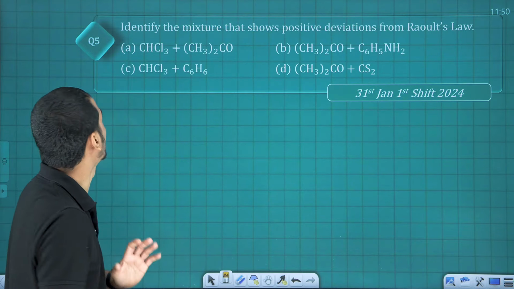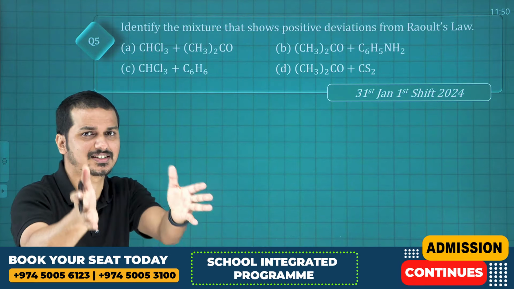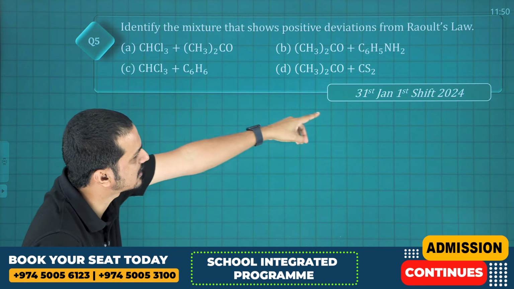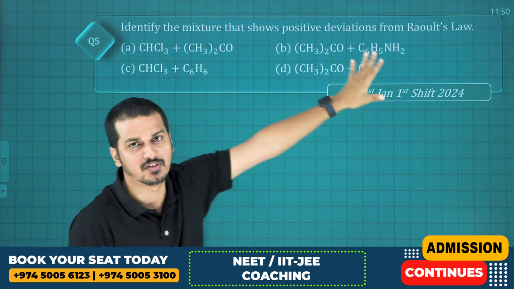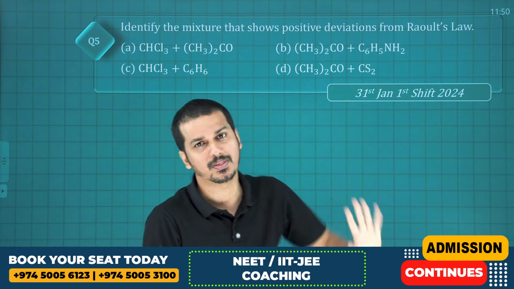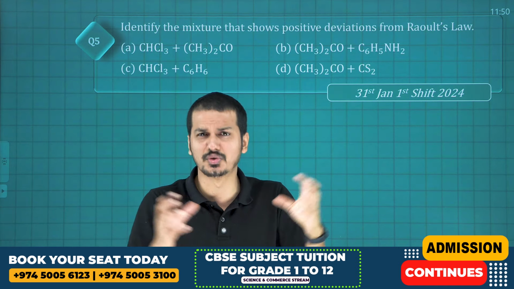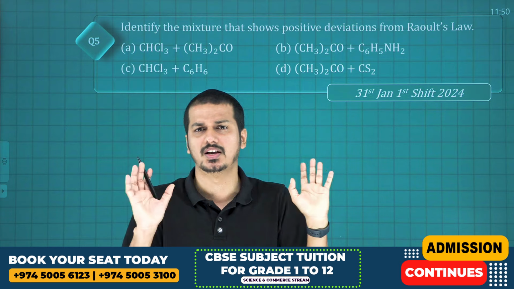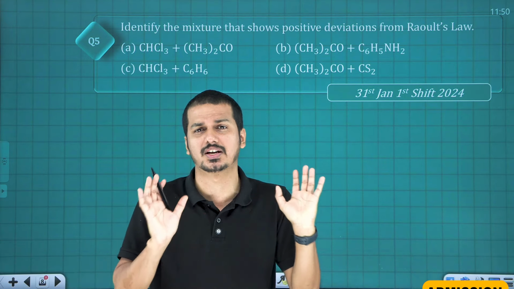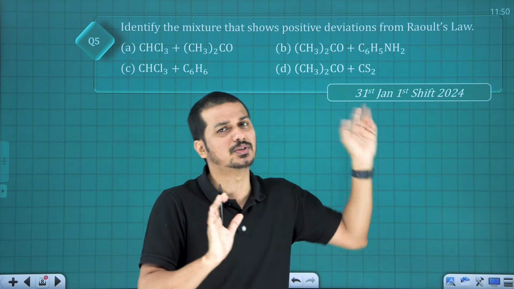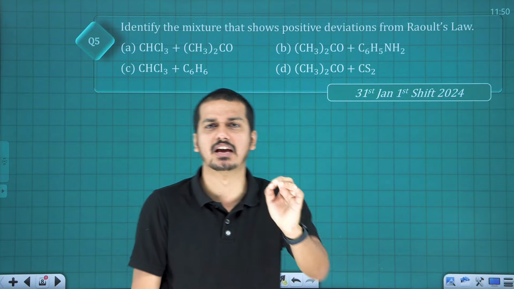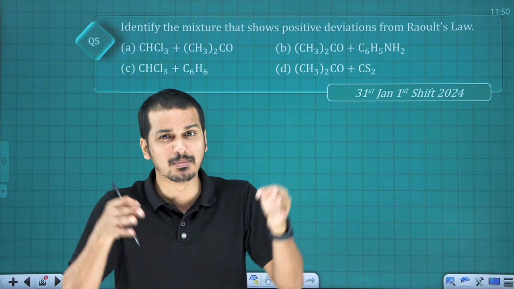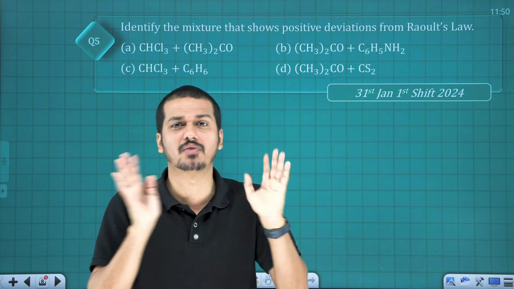Simple. We can move to the 5th question. It's an easy, direct NCERT question. This also was asked on 31st January 2024. Identify the mixture that shows positive deviation from Raoult's law. The idea is, 2 different types of mixtures will always give positive deviation. If intermolecular hydrogen bonding is possible, they will give negative deviation. 2 similar types mixing will give an ideal solution.